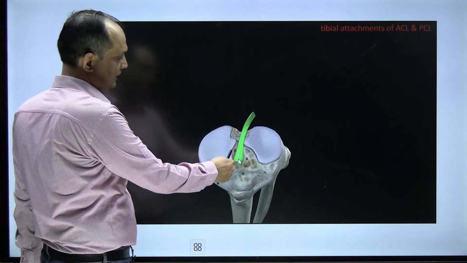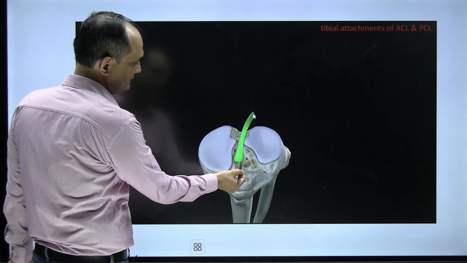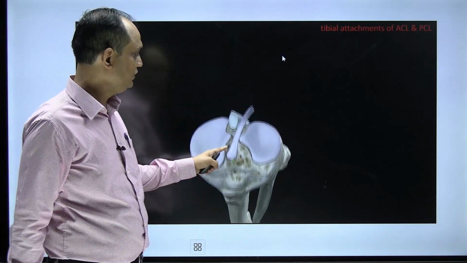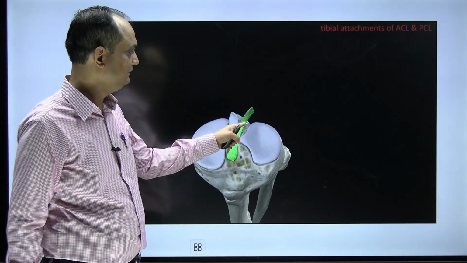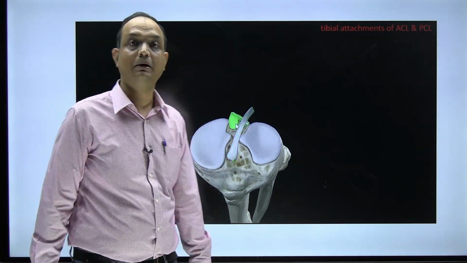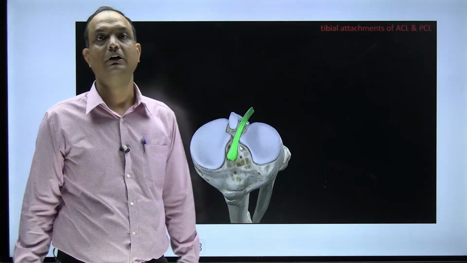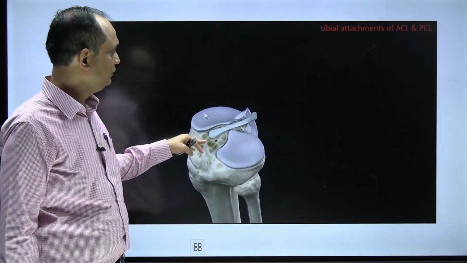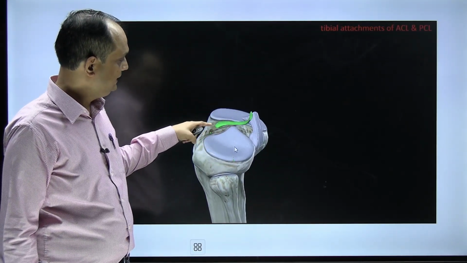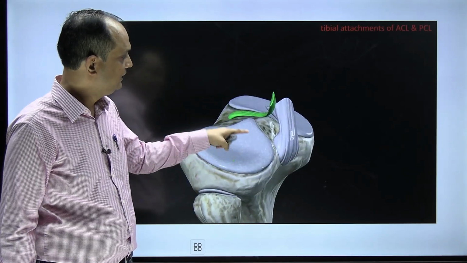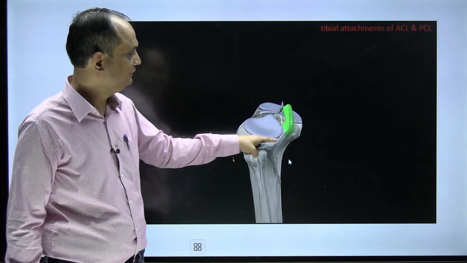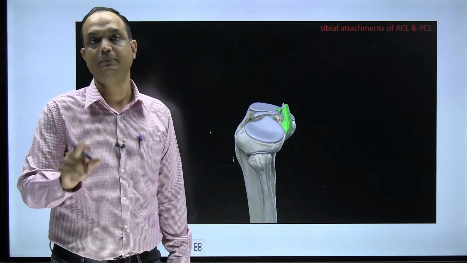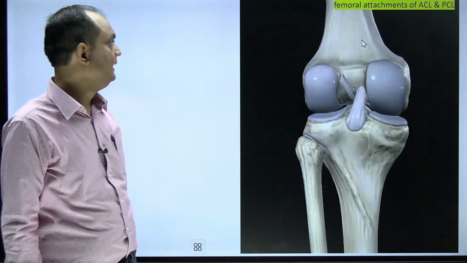Now in this intercondylar area, anteriorly you can see the attachment of one ligament, which is known as the anterior cruciate ligament. And here you can see the attachment of one more ligament in the posterior part of this intercondylar region, which is known as the posterior cruciate ligament. So the names anterior cruciate and posterior cruciate are given on the basis of their attachment on the intercondylar region of the tibia, not the femur.